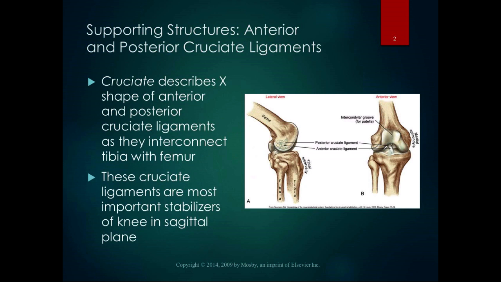So the first set of ligaments that we're going to talk about, of course, our ligaments are often our supporting structures as well as muscles, but we're going to talk about the cruciate ligaments, anterior and posterior cruciate ligaments. Of course, you hear about these all the time, people getting injured doing sports, tearing their ACL or PCL, or both, just for fun. Cruciate describes the X shape of the anterior and posterior cruciate ligaments as they interconnect with the femur. So the cruciate ligaments are the most important stabilizers of the knee in the sagittal plane.